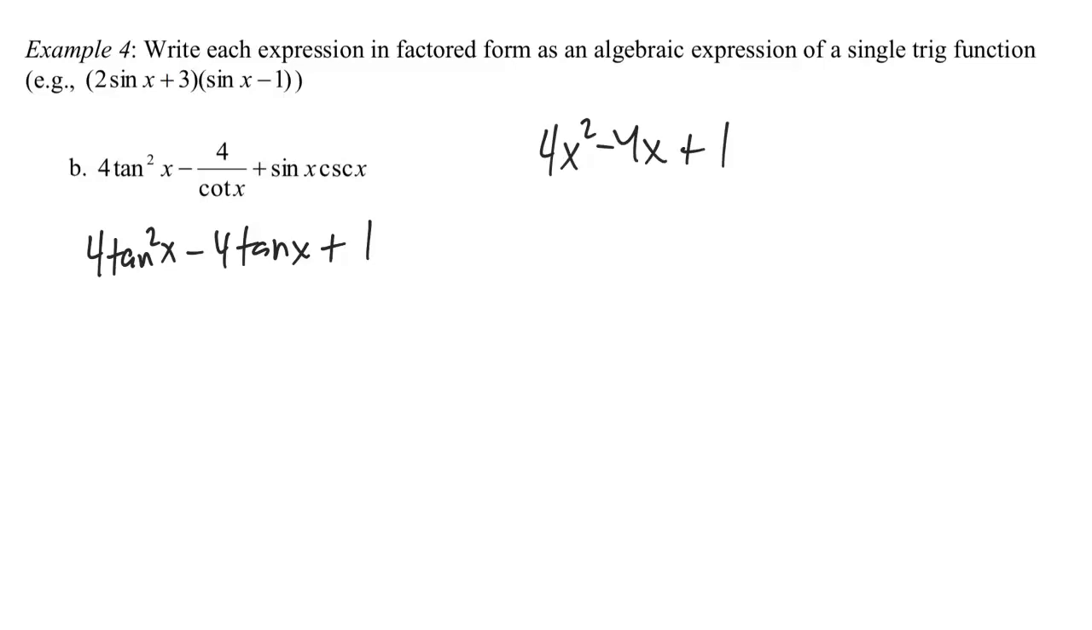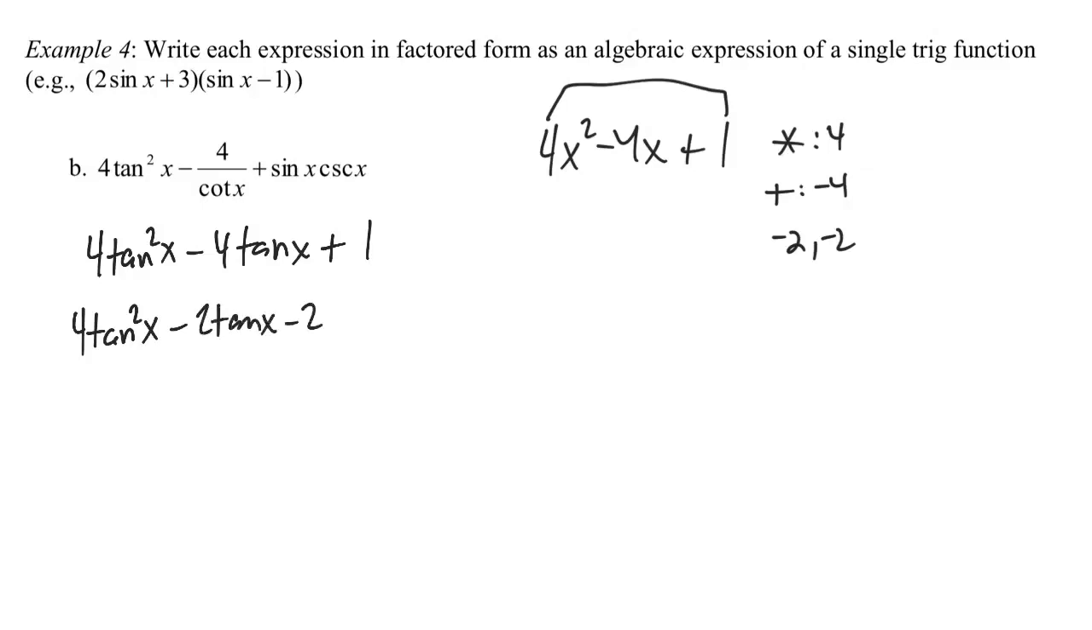To factor that quadratic, since it has a lead coefficient of 4, I need to multiply the ends here, and 4 times 1 is 4, that's my multiply number, and my add number is negative 4. That would be negative 2 and negative 2, and because that lead coefficient is not a 1, we're going to have to factor this the long way. Here in the middle, I'm going to have minus 2 tangent x, minus 2 tangent x, and then plus 1. From the first two terms, we can factor out a 2 and a tangent x, and that's going to leave us with a 2 tangent x minus 1.